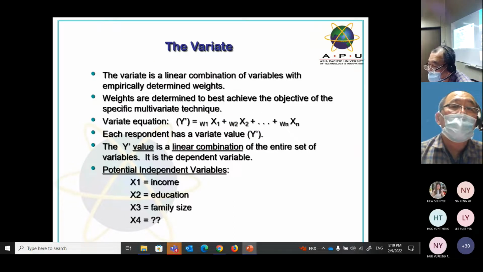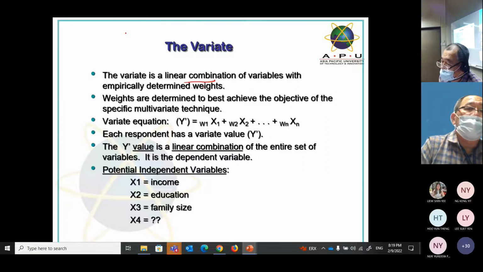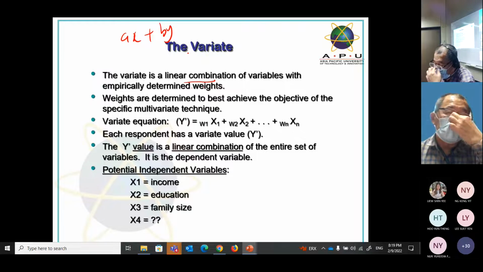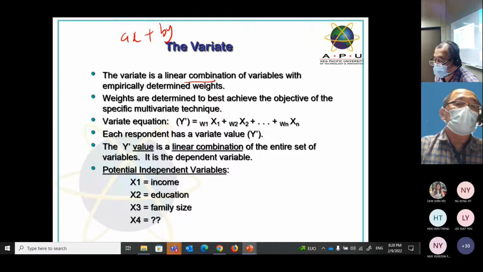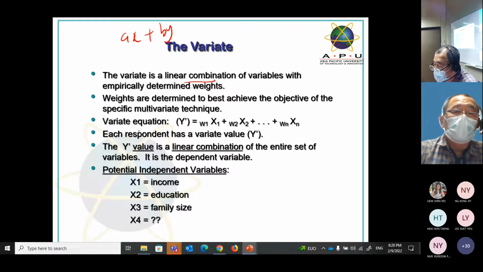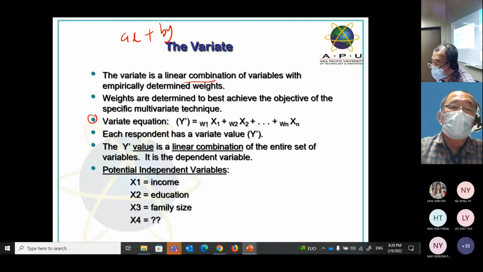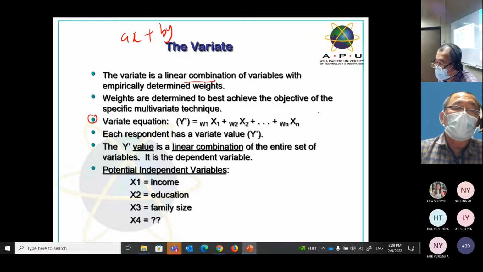Okay. So a variate is a linear combination. For example, ax plus by is a simple example of a variate. We combine a few variables and it becomes one. For example, here, the variate equation y prime equals w1 x1 plus w2 x2 and so on and so forth. W here refers to the weightage.